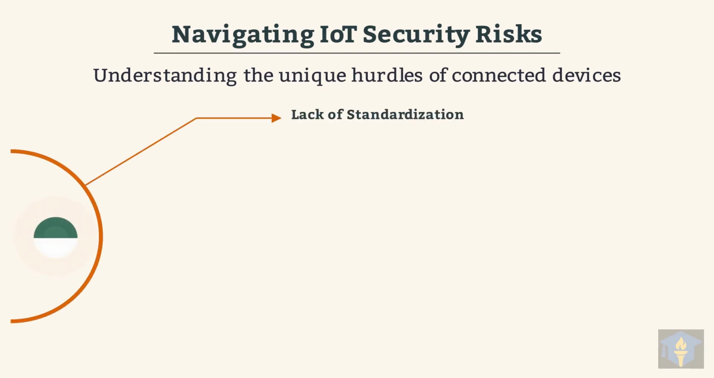One major risk is the lack of standardization across diverse IoT devices, creating inconsistent security levels. Different devices often lack uniform security protocols, making it difficult to apply consistent protection measures.